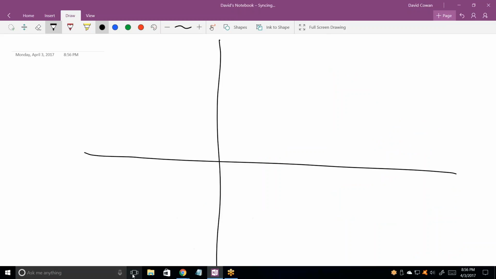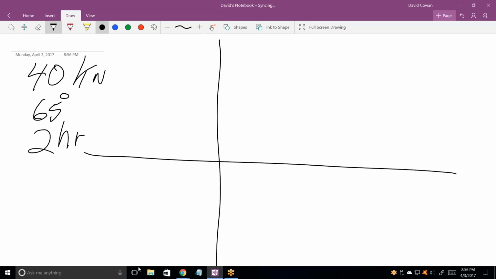A boat travels at a speed of 40 knots from Fort Lauderdale on a course of 65 degrees for 2 hours, and changes to a course of 155 degrees for 4 hours. Same speed, I'm assuming. Still 40 knots per hour. Yeah. Okay. So let's graph the first path.